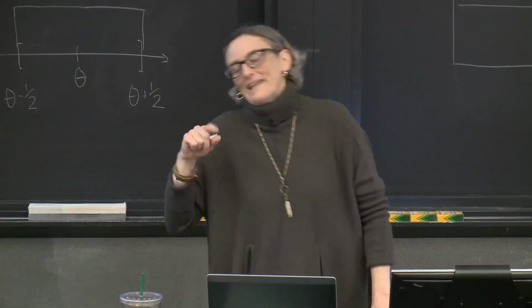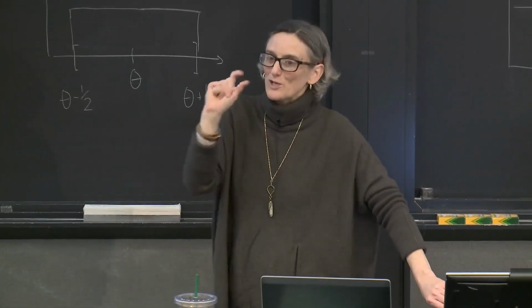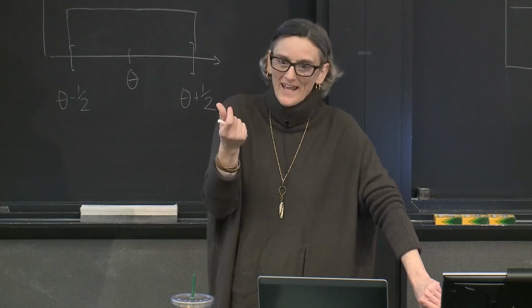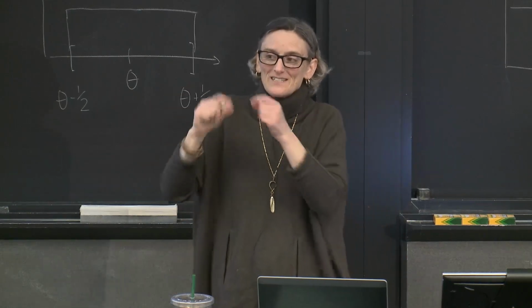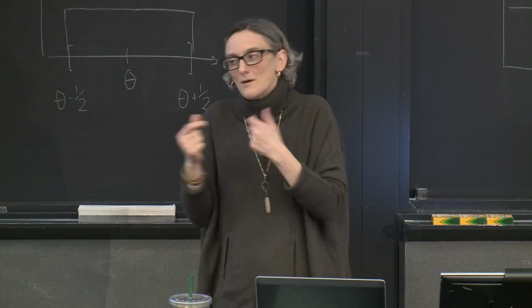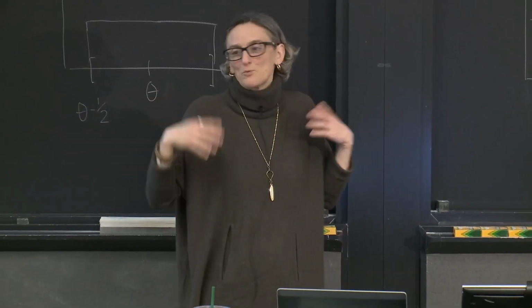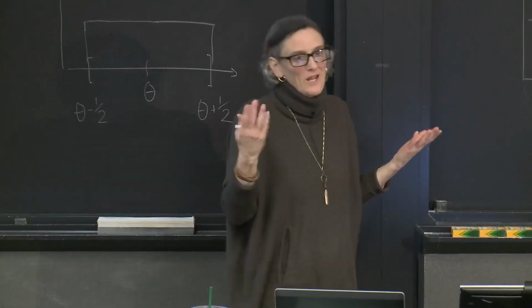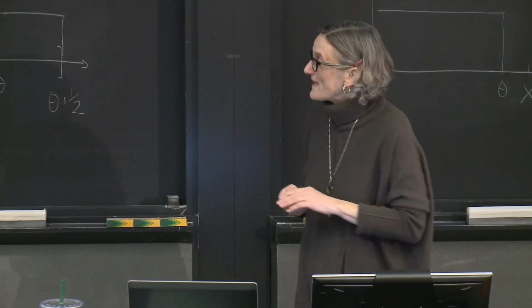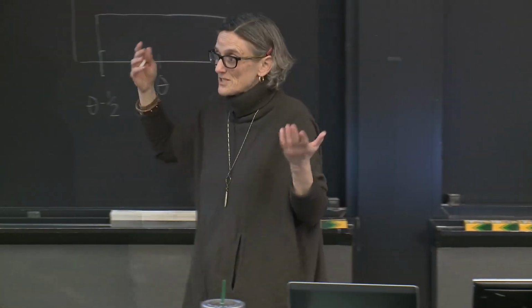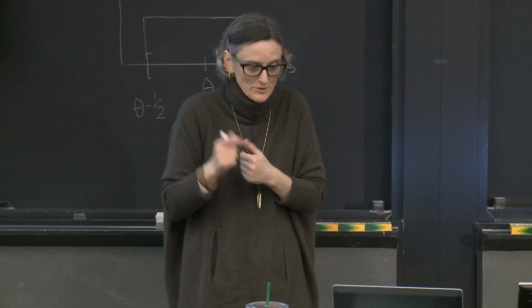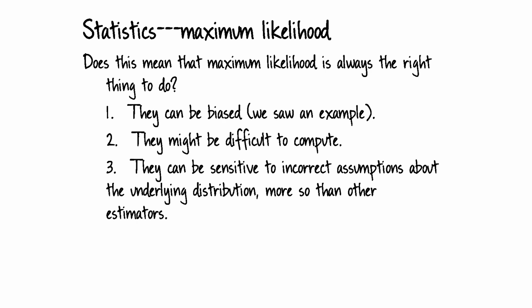Now, in that particular example, we could fix the bias because the bias is a function of n, and we know how big our sample size is, so we can actually undo that bias. But there are lots of examples where you don't know the size of the bias, and so you can't always undo it. So they can be biased, and sometimes we're just not interested in biased estimators. They might be difficult to compute. And then finally, they can be sensitive to incorrect assumptions about the underlying distribution, and more so than other estimators.